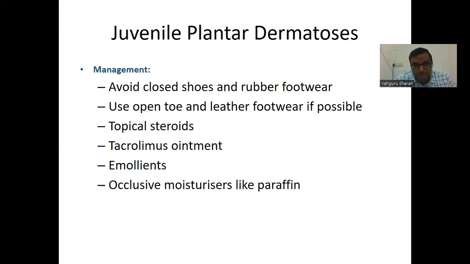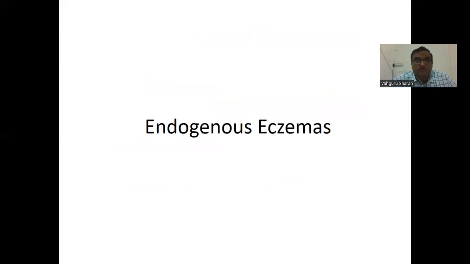Okay. How do you manage? Avoid shoes and rubber footwear. Use open-toe and leather footwear if possible. Topical steroids, tacrolimus, emollients, moisturizers like paraffin. This was all about exogenous eczema.